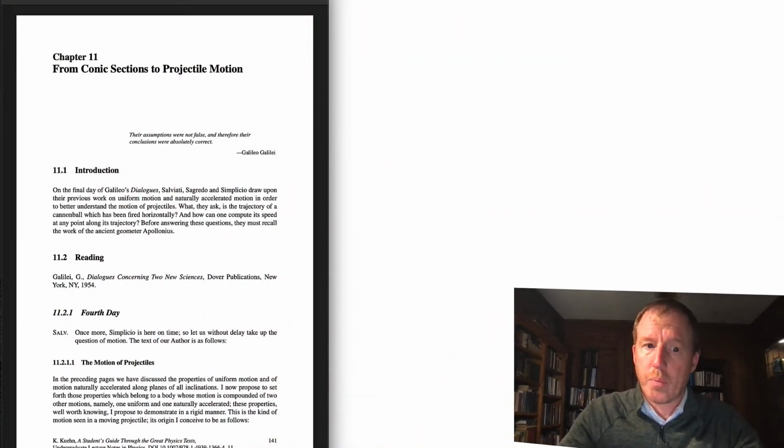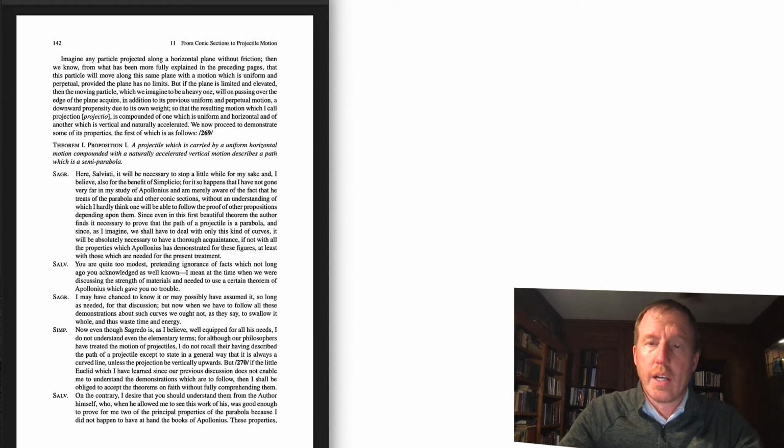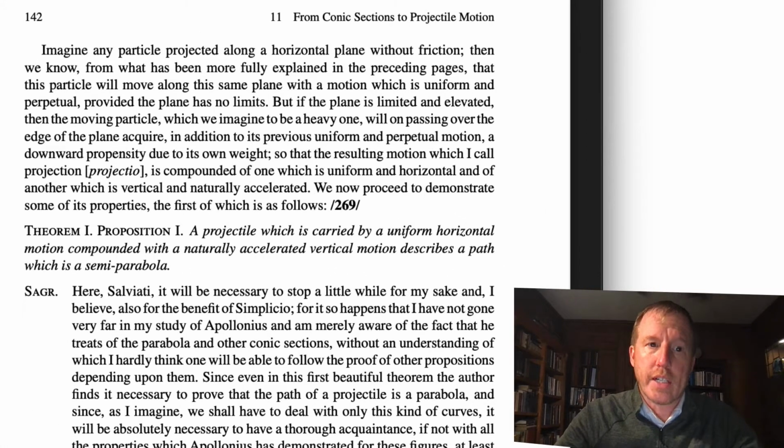And in that section, we talked specifically about the idea that's presented in Theorem 1, Proposition 1. So I'll just read this. A projectile which is carried by a uniform horizontal motion compounded with a naturally accelerated vertical motion describes a path which is a semi-parabola. This is the main point that Galileo is here making.